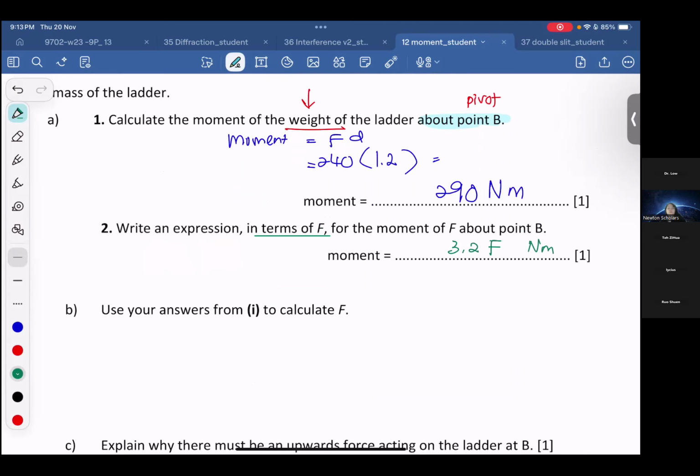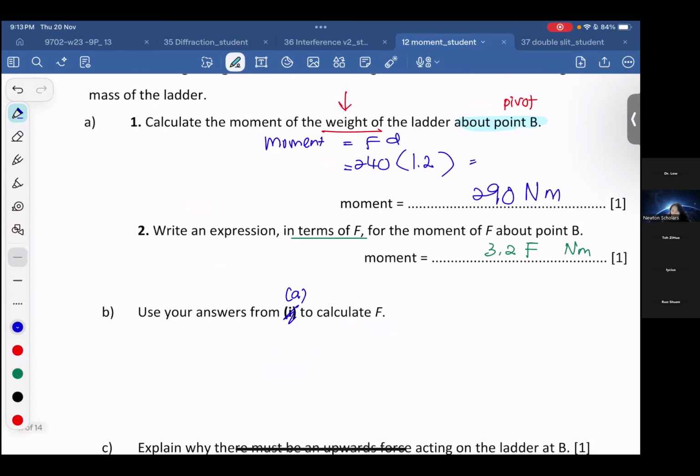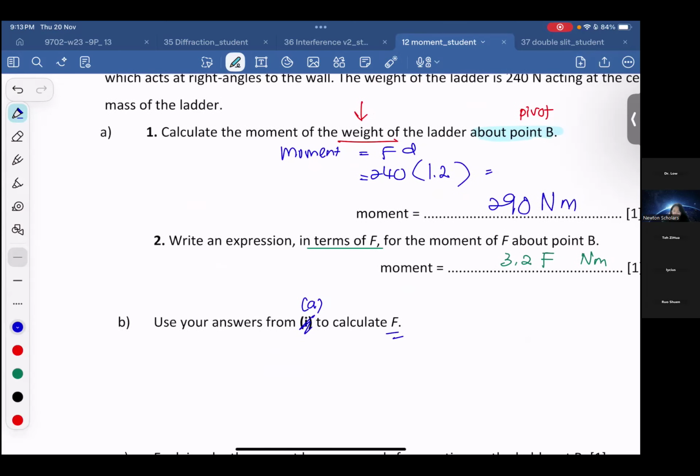3.2 F or F times 3.2, it doesn't matter. Okay, until here, is that clear, dear? Use your answer in A, so it should be in A. Okay, can you calculate your force?